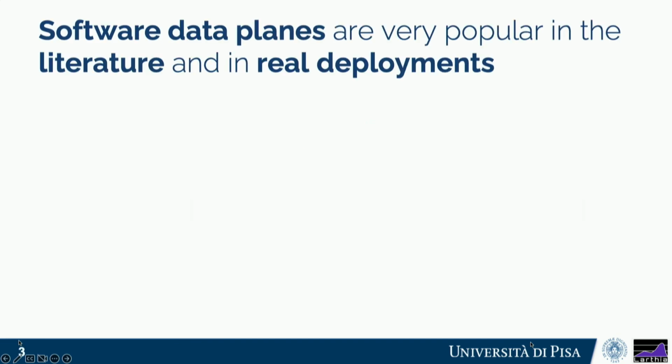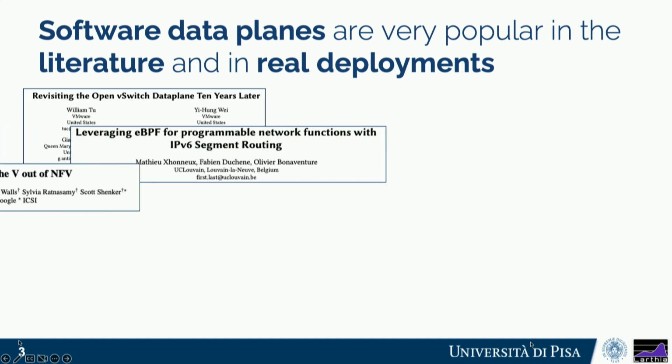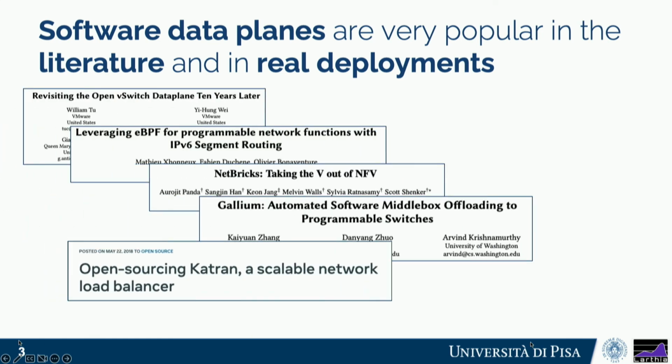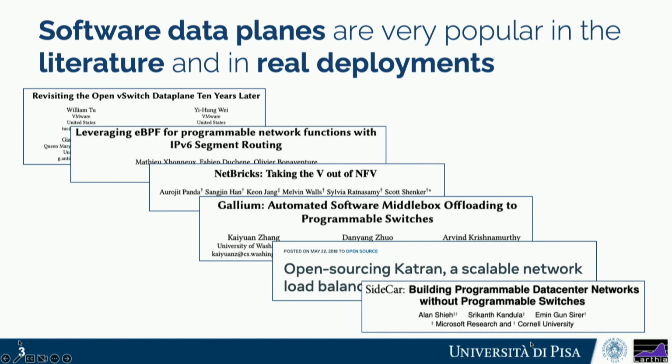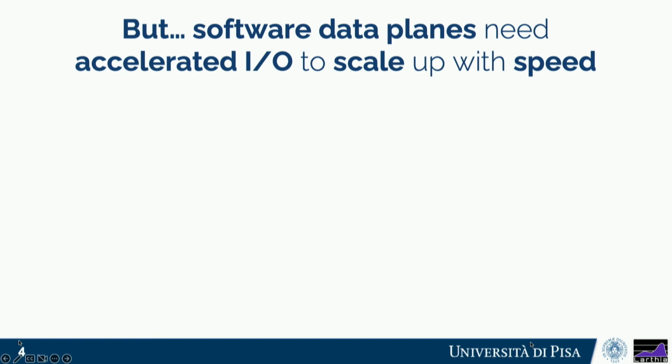So I want to start with the fact that soft data planes have recently become a very popular way to implement network functions. And we have a lot of papers published in the literature on this topic. I just grabbed a few screenshots of some of them, but obviously there are many more. However, soft data planes need to run fast to be effective.